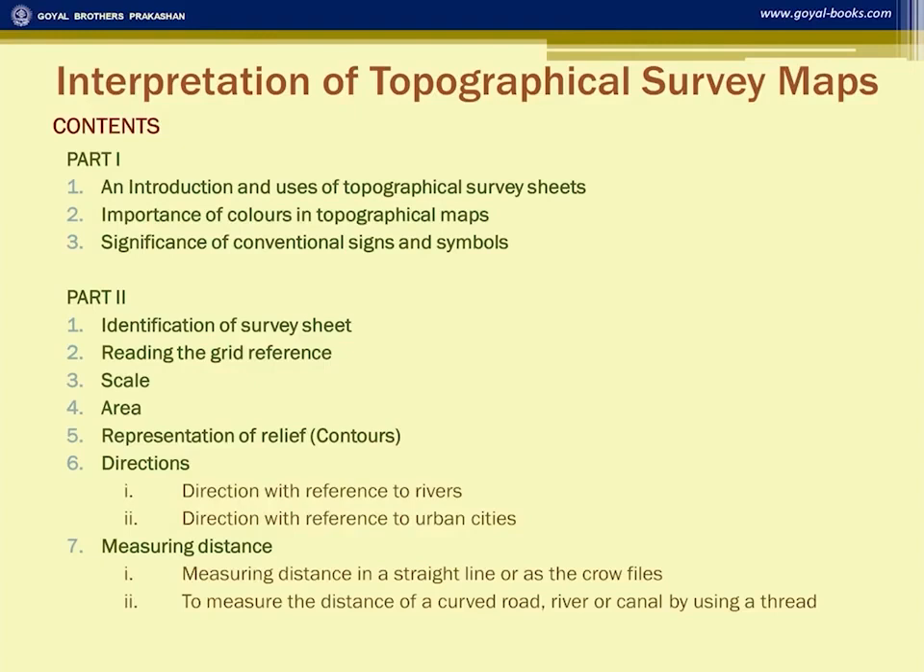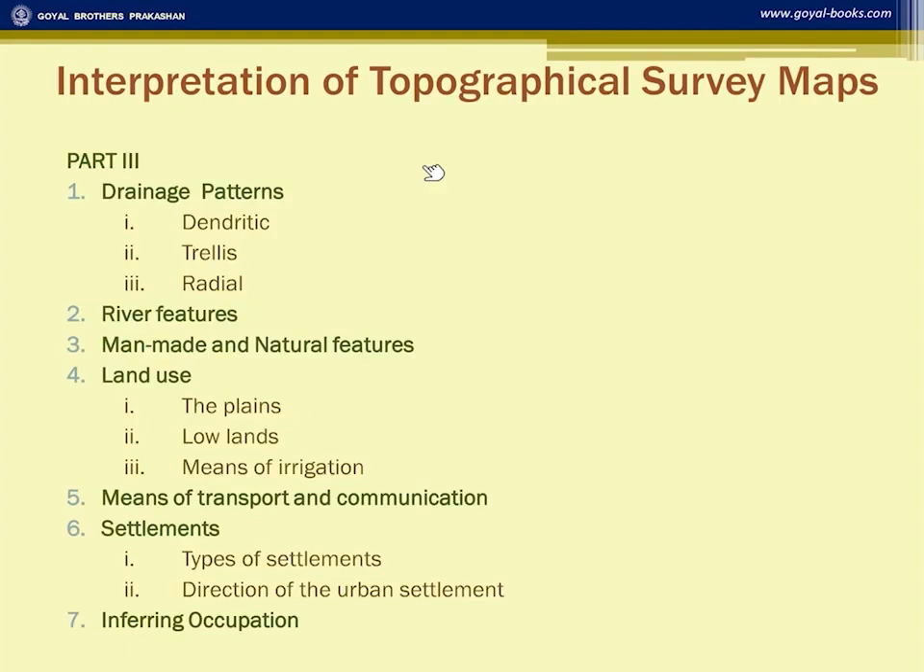This video session consists of three parts. The first part consists of an introduction and uses of topographical survey sheets, importance of colors in topographical maps, and significance of conventional signs and symbols. The second part is based on identification of survey sheets, reading the grid reference, scale, area, representation of relief, directions, and measuring distance. The third part consists of drainage patterns, river features, man-made and natural features, land use, means of transport and communication, settlements, and inferring occupations.